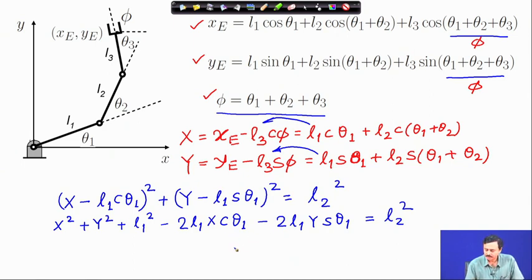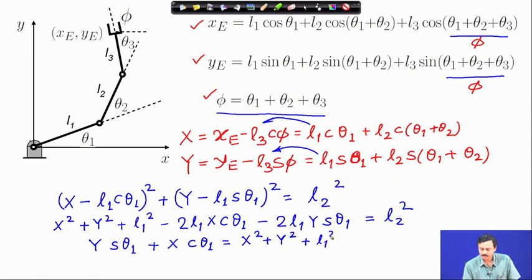So, I can now manipulate this and rewrite in this form: Y sin theta 1 plus X cos theta 1 is equal to X square plus Y square plus L1 square minus L2 square divided by 2 L1. So, I have re-expressed this equation in this form.